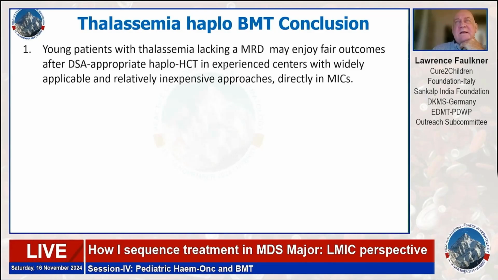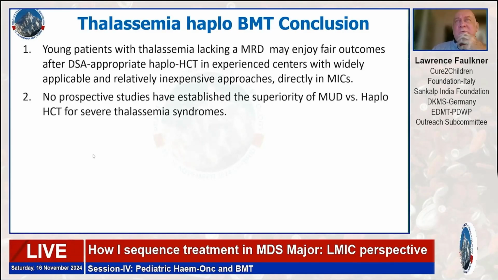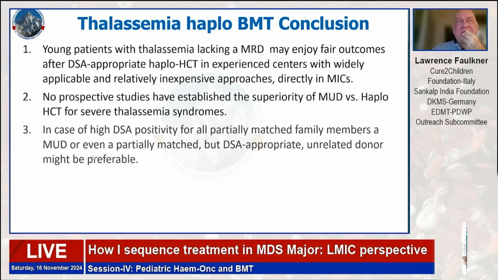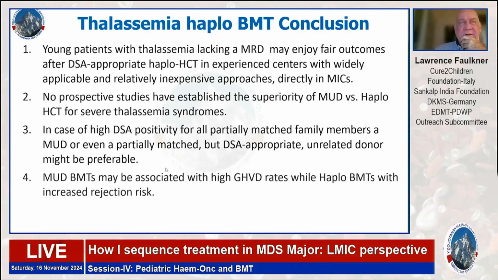And DSA-appropriate haploidentical hematopoietic cell transplantation in experienced centers is a widely applicable and relatively inexpensive approach. I mentioned that in our center, we can do a haploidentical transplant, and this covers the whole year after transplant, for $17,000 directly in a middle-income country setting. No prospective studies have established the superiority of matched related donor transplant versus haploidentical in severe thalassemia syndrome. In case of high DSA positivity for all partially matched family donors, then a matched unrelated donor or even a partially matched unrelated donor, but DSA appropriate, may be a reasonable and preferable alternative.